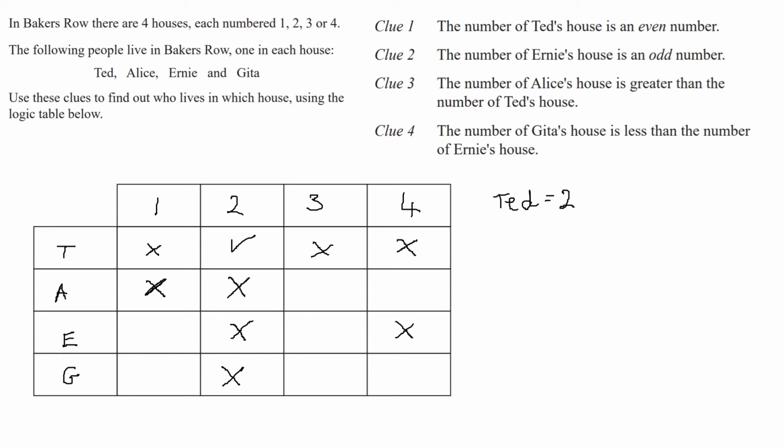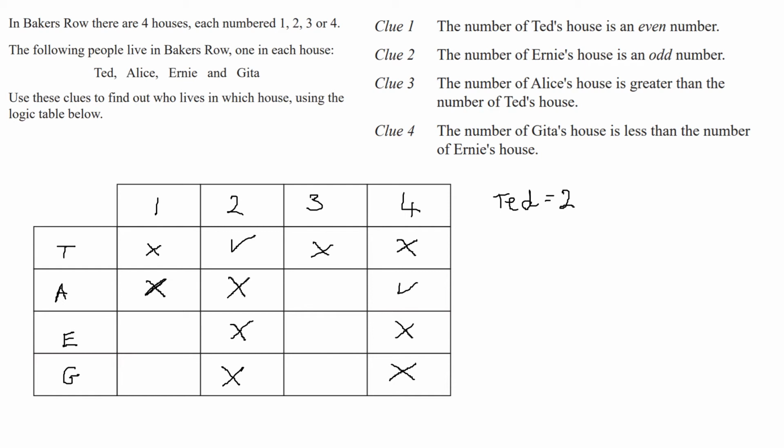And then we're also told the number of Geeta's house is less than the number of Ernie's house. Well, if it's going to be less, then Geeta can't live in number 4, because that's the biggest number. So Ernie couldn't live in a house. Sorry, Geeta couldn't live in a house that had a smaller number than Ernie's. That then has told us that Ted, Ernie and Geeta cannot live in number 4.